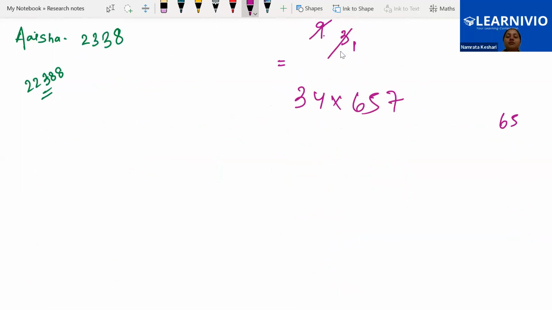So we multiply 657 with 34. We have to do the multiplication here. 7 times 4 is 28, write 8, carry 2. 5 times 4 is 20, 21, 22, write 2, carry 2. 6 times 4 is 24, 25, 26.